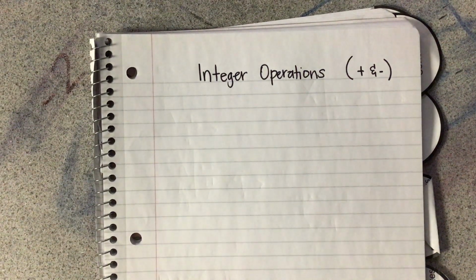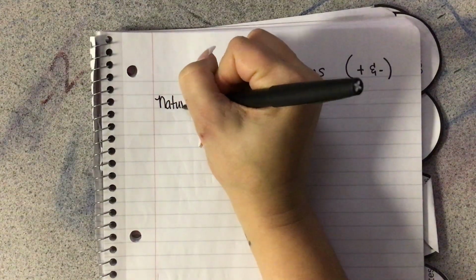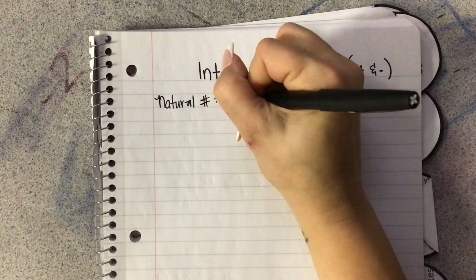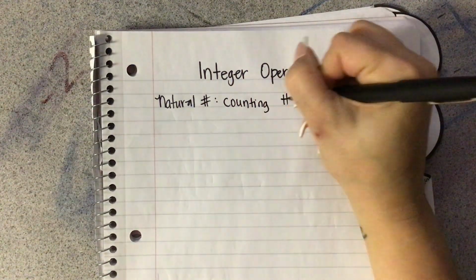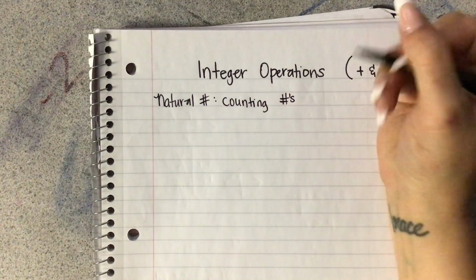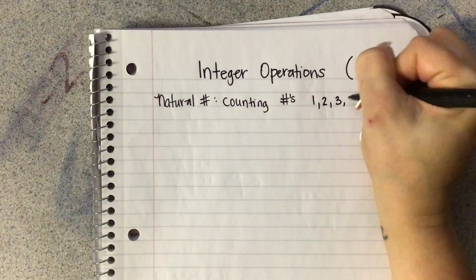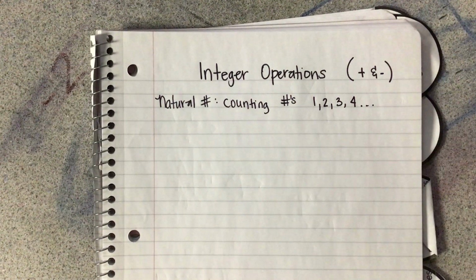Then you have your whole numbers, right? So natural numbers are your counting numbers. Yes, if I write it, you write it. Okay. I don't know why you would ask that question. So 1, 2, 3, 4, ... These are just your counting numbers, right?